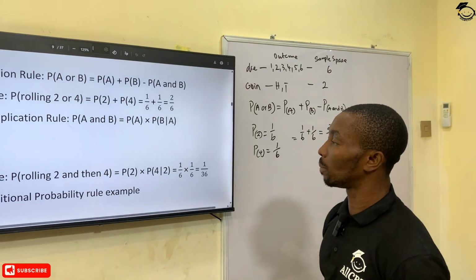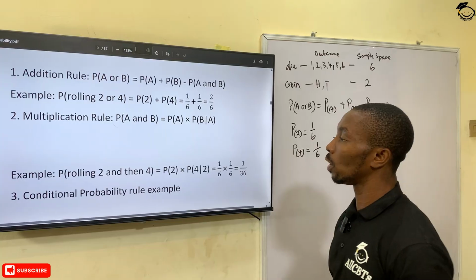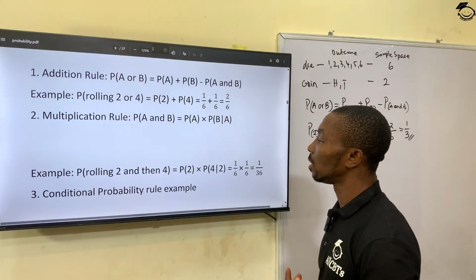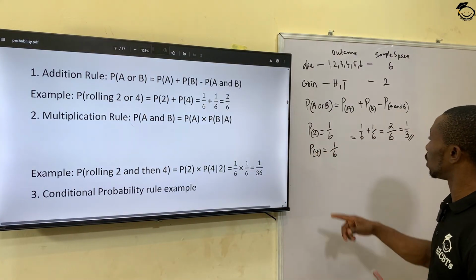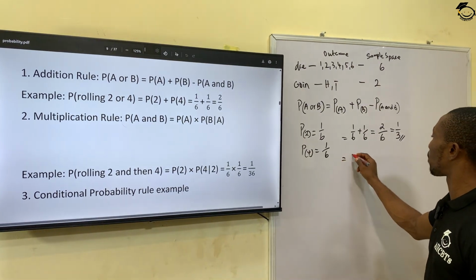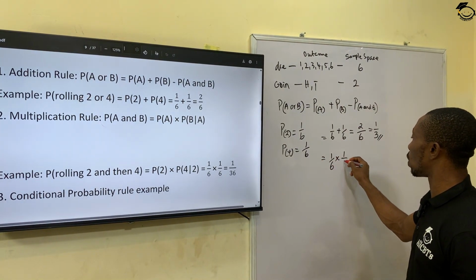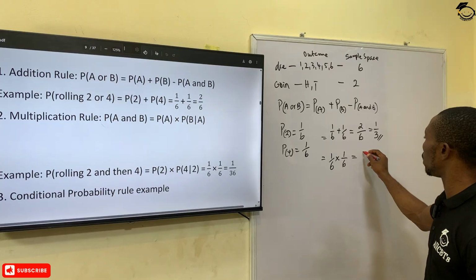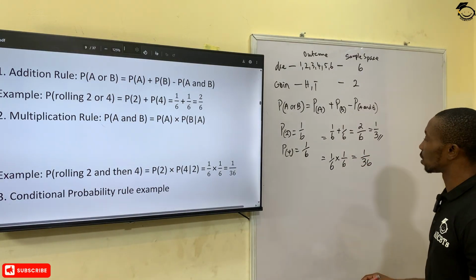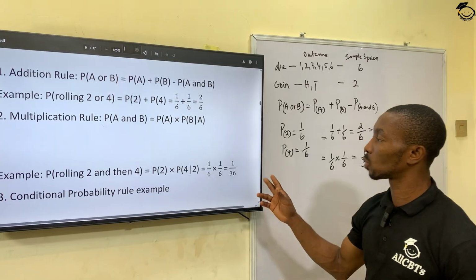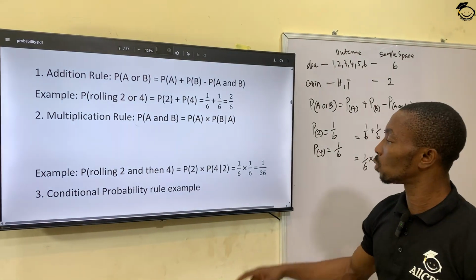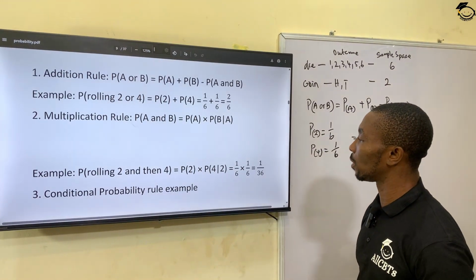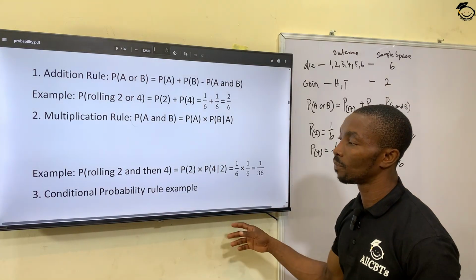All right, now looking at our multiplication rule, it talks about the probability of getting a 2 and then a 4. Probability of getting a 2 is 1 over 6, and probability of getting a 4 is also 1 over 6. So the probability of getting a 2 and a 4 will be 1 over 36. Now, since it's multiplication, 1 times 1 will give 1, 6 times 6 will give 36. So the probability of getting a 2 and a 4 will be 1 over 36.